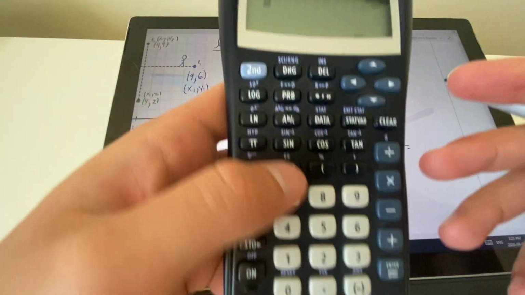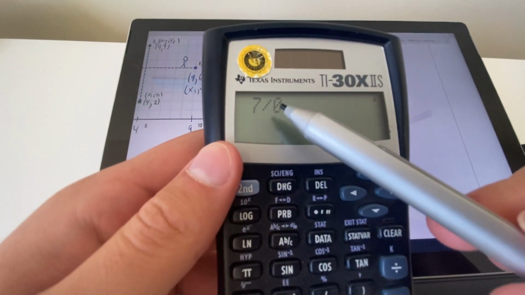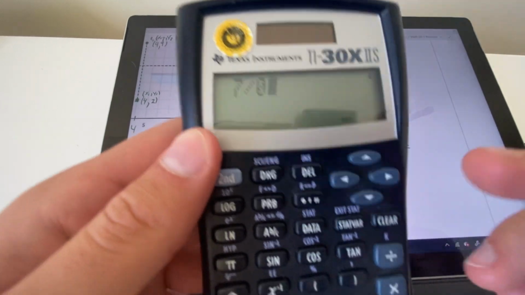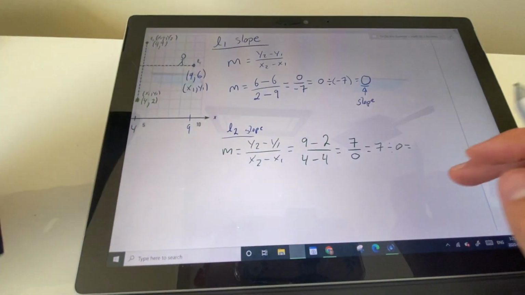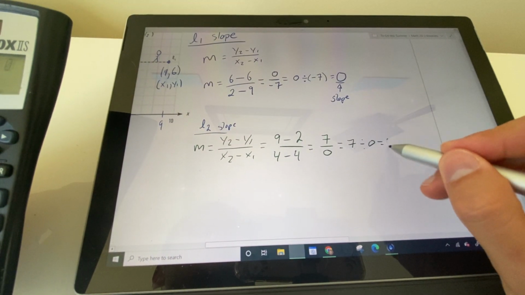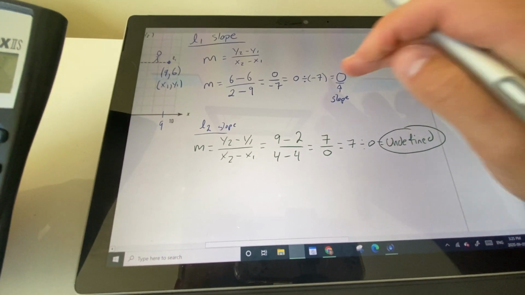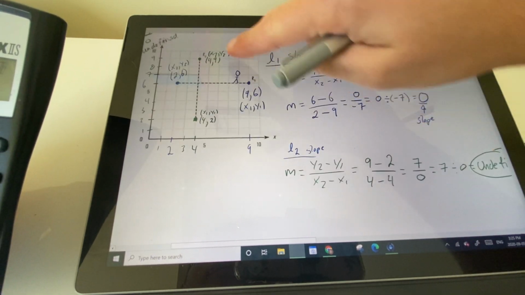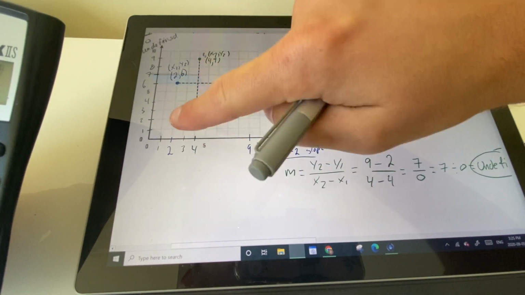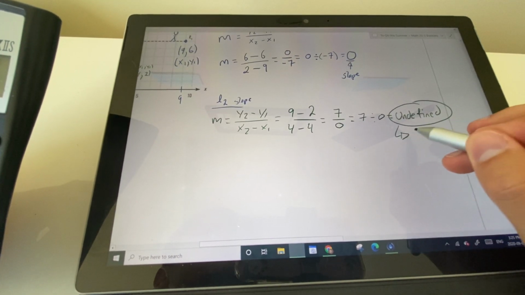Now, what is going to happen here? 7 dividing 0, you actually cannot divide by 0, okay? So divided by 0, there's an error. When there's an error like that, we call this undefined, okay? So when you have a perfectly straight graph, just like line 2, it's perfectly straight up and down, okay, vertical, it's an undefined slope.